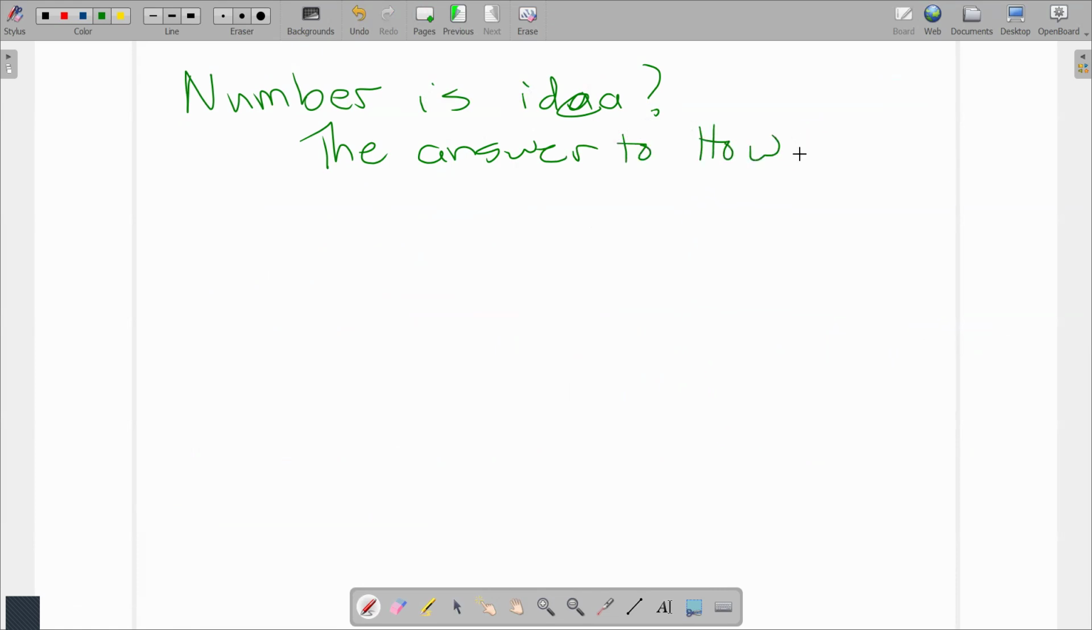How many? And it doesn't matter whether we call that result number, or quantity, or value. They all mean the same thing. You just have to somehow show me how many.